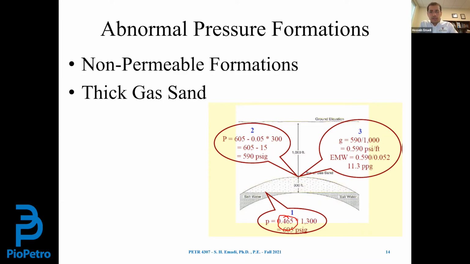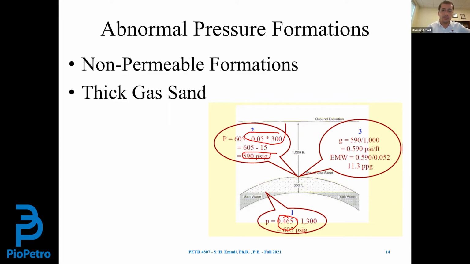If the pressure gradient of the gas is 0.05 psi per foot, then the hydrostatic pressure of the gas column should be 0.05 times 300 feet. So this part: 605 minus 0.05 times 300. The pressure at the top of the gas cap should be equal to 590 psig.